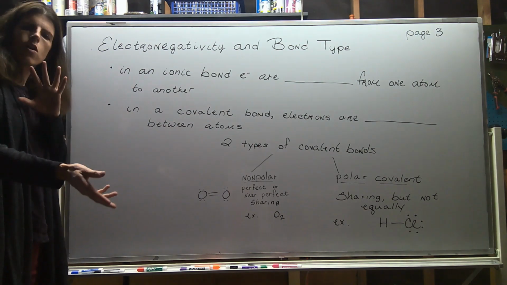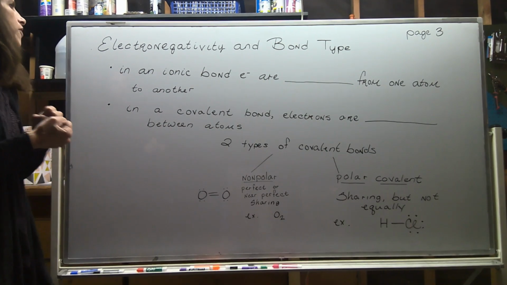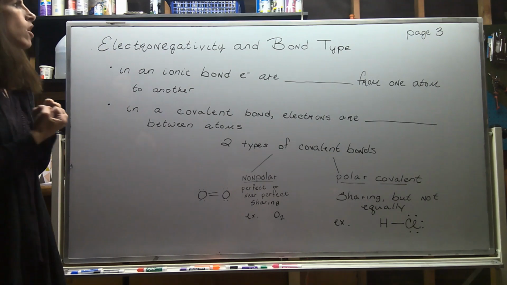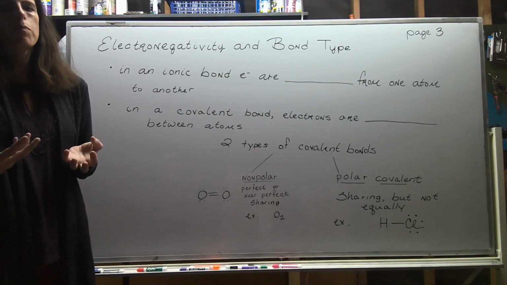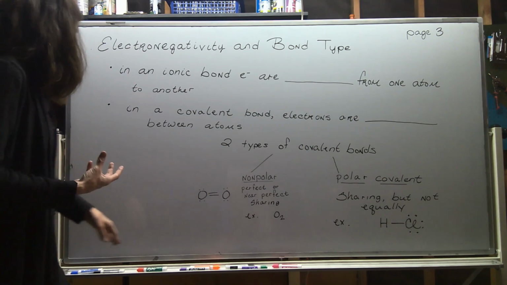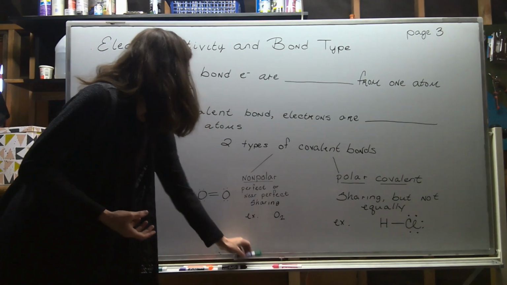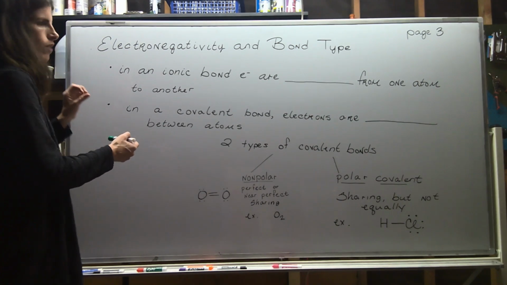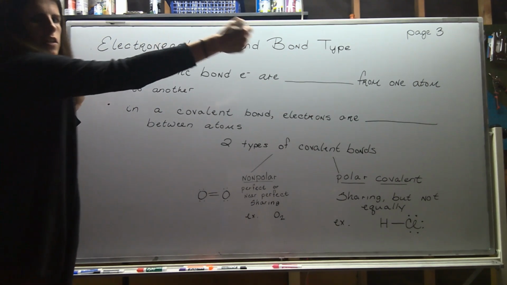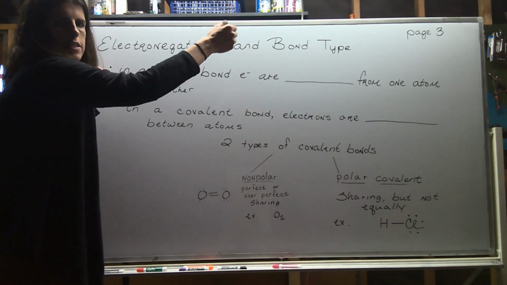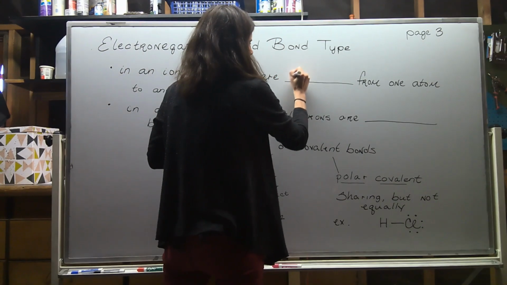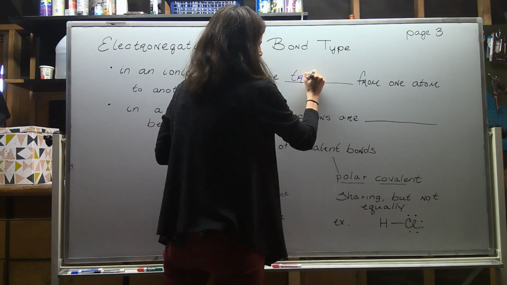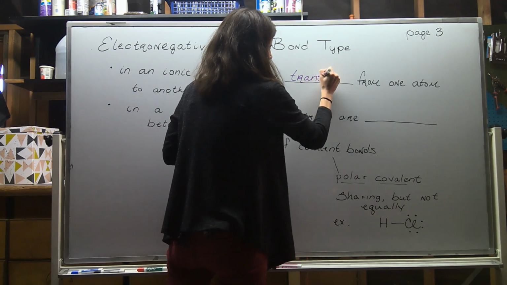Alrighty, so let's bring some of the discussion together. And here we're going to talk about how we can use electronegativity to analyze the type of bond that we're dealing with. So in an ionic bond, which remember is between a metal and a non-metal, so opposite sides of the periodic table, the electrons are transferred from one atom to another.